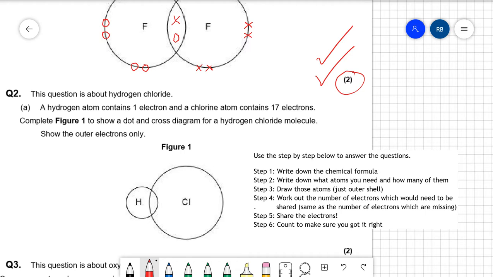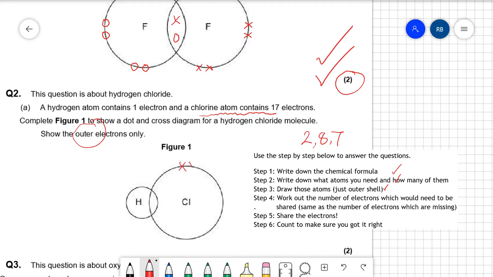Okay, great. So we have hydrogen chloride, and these are our atoms. So steps 1, 2, and 3, they've already been done for us. That's fine. That's great. Work out the number of electrons that would need to be shared. Well, how do we do this? We need to do a little bit of thinking. 17 electrons. We're asked only for the outer electron shells. So therefore 2, 8, 7 for chlorine, a group 7 element.